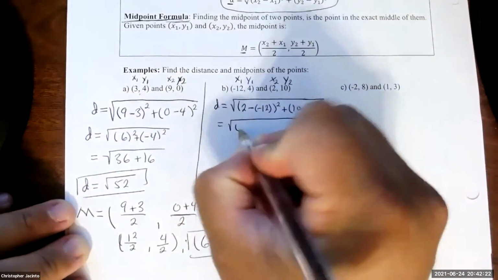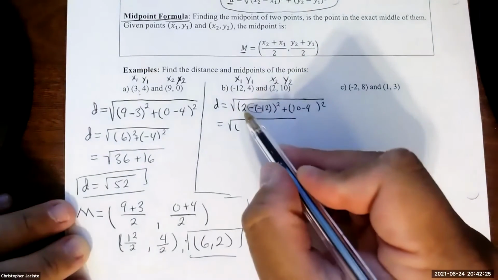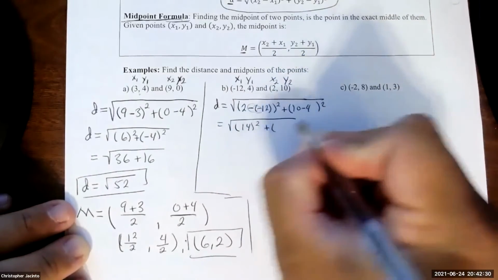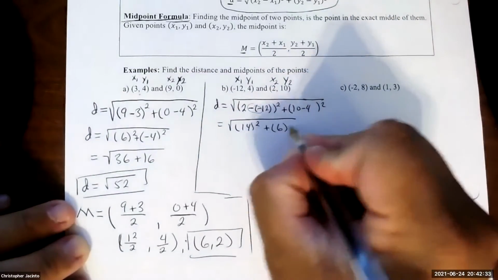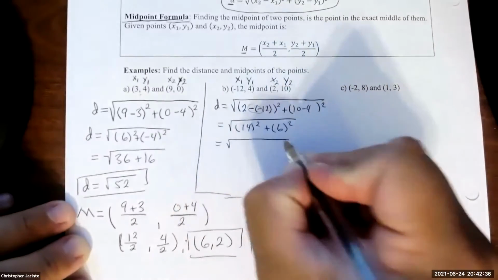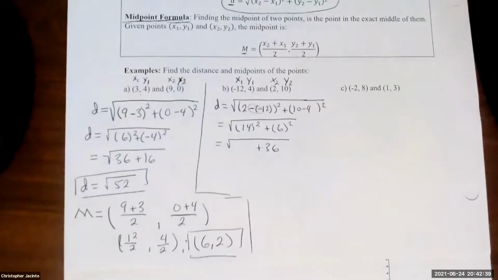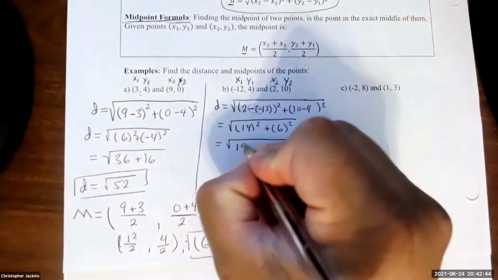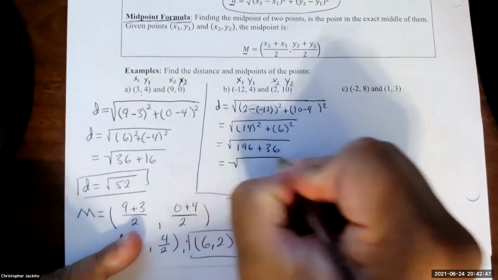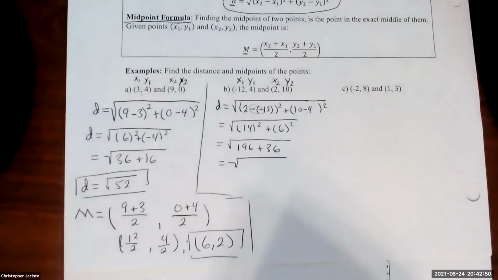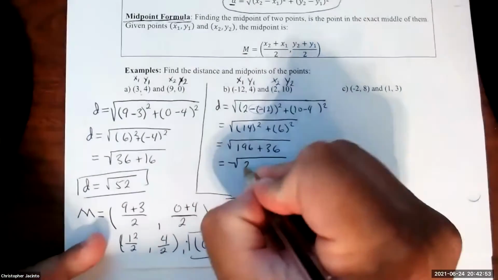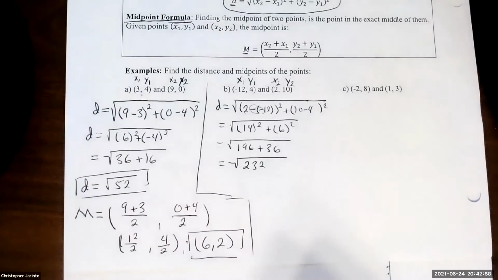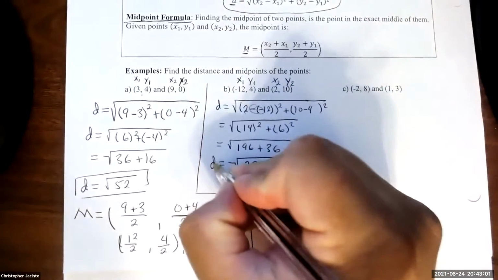So this time, these two negatives end up being a positive, so it's actually 2 plus 12 now, so that's going to give you 14. And here 10 minus 4 is going to give you 6. So 14 squared is 196. And then adding them gives you 232. And I don't think you could take the square root of that nicely. No, you can't. So there we go. There is our distance.